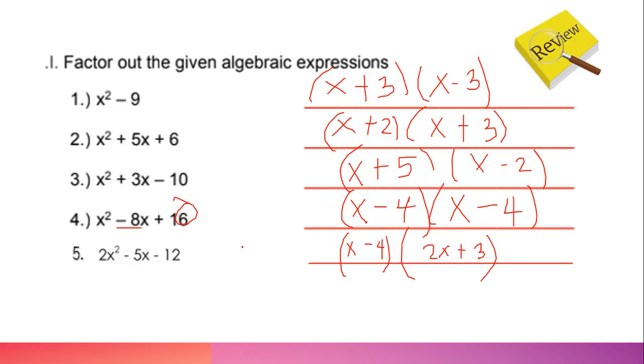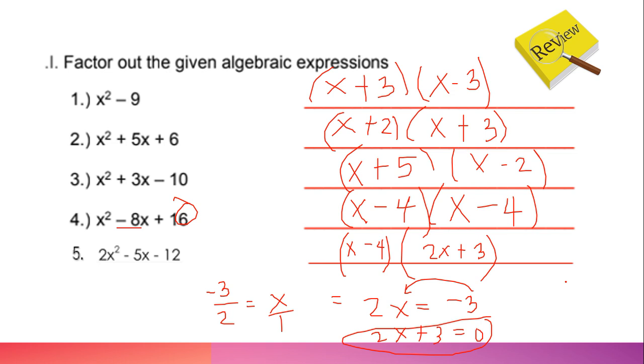Try natin kunin na positive. So, negative 3 all over 2 is equal to x. Yan. So, magiging ganyan siya. So, magiging 2x is equal to negative 3. Then, repeat natin sa 0. So, 2x plus transpose negative 3. So, magiging 2x plus 3 is equal to 0. So, doon nakuha yung 2x plus 3.